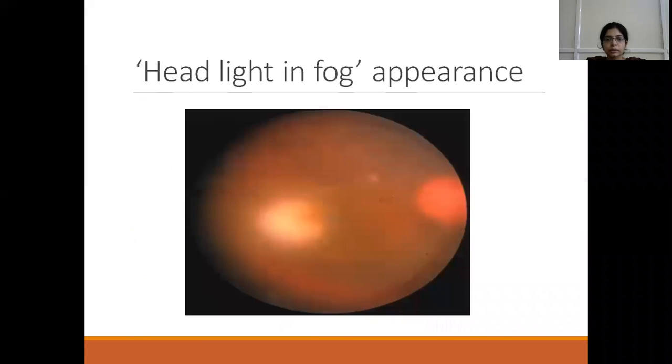Now we'll straight away go to the picture here. What you can see here is, again, recollecting our active patch of choroiditis, there can be a whitish, yellowish white raised lesion in the choroid here. But you cannot see the patch very clearly. That is because there is vitritis or inflammation of the vitreous. Because of this inflammation of the vitreous, whatever active patch of choroiditis is there, that yellowish part, is not very clearly seen. So this is nothing but headlight and fog appearance. The headlight is nothing but the active choroiditis patch, and the foggy appearance is due to inflammation of the vitreous.